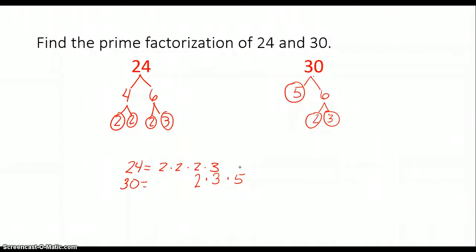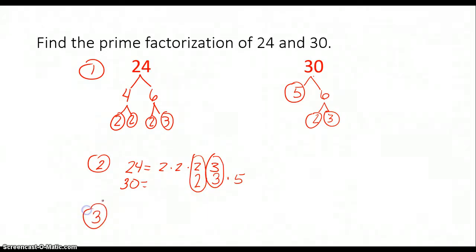So, step 1 for finding the GCF is prime factorization. Step 2 is to line up your prime factorizations and circle the factors they have in common. So, step 1, do your factor tree and find the prime factorization. Step 2, circle the common factors. Step 3 is going to be multiply the common factors.